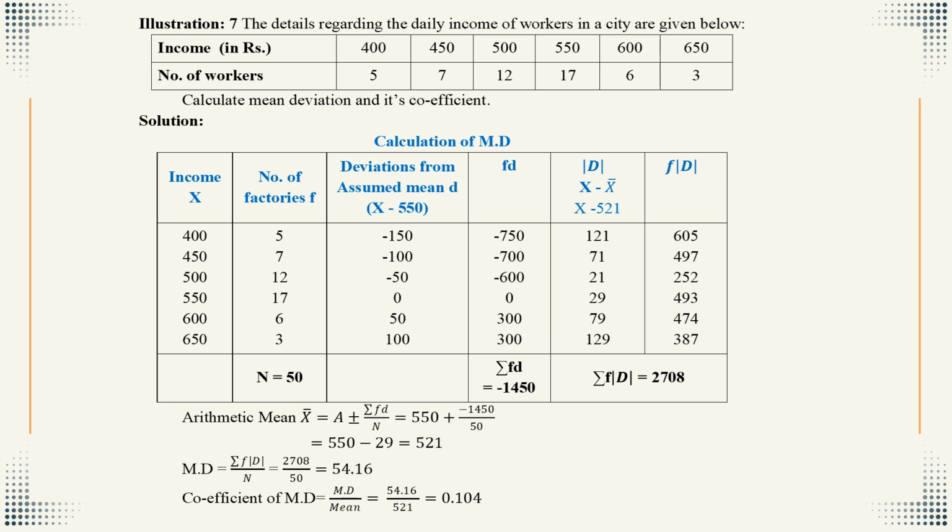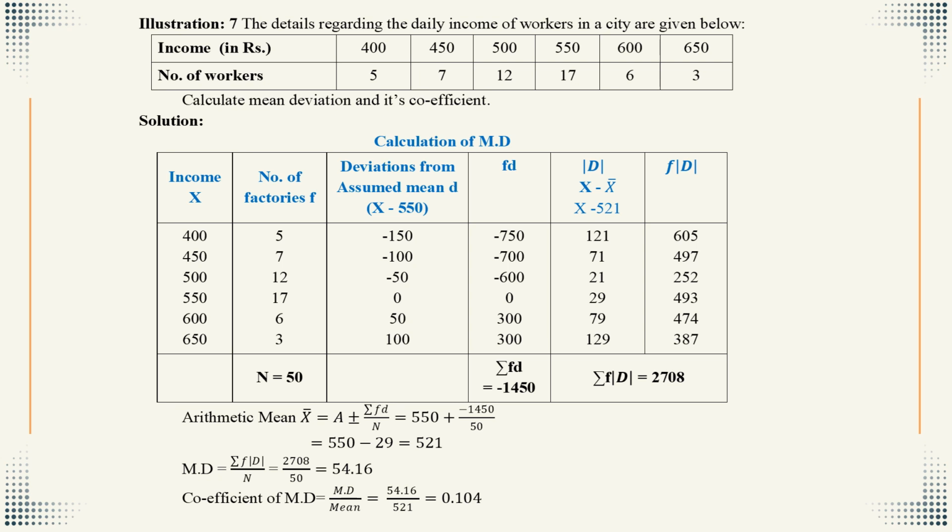Then you have to take the total of that to find sigma f modulus D. That is 605 plus 497 plus 252 plus 493 plus 474 plus 387, equal to 2708. Then you apply the mean deviation formula, that is the total of the sixth column value, 2708, divided by n, which is given in the second column, the total of that is 50, equal to 54.16.